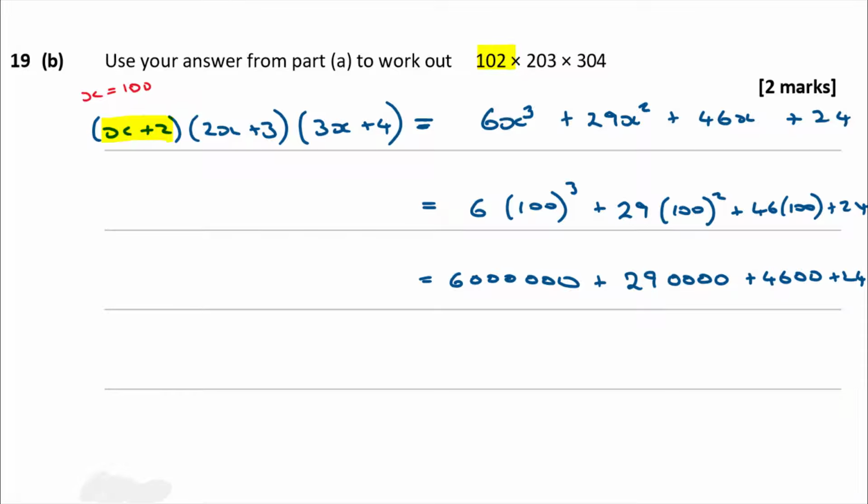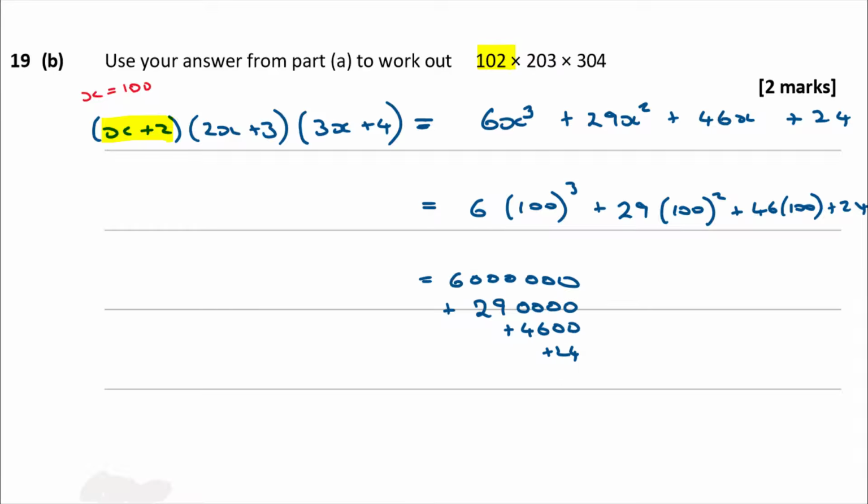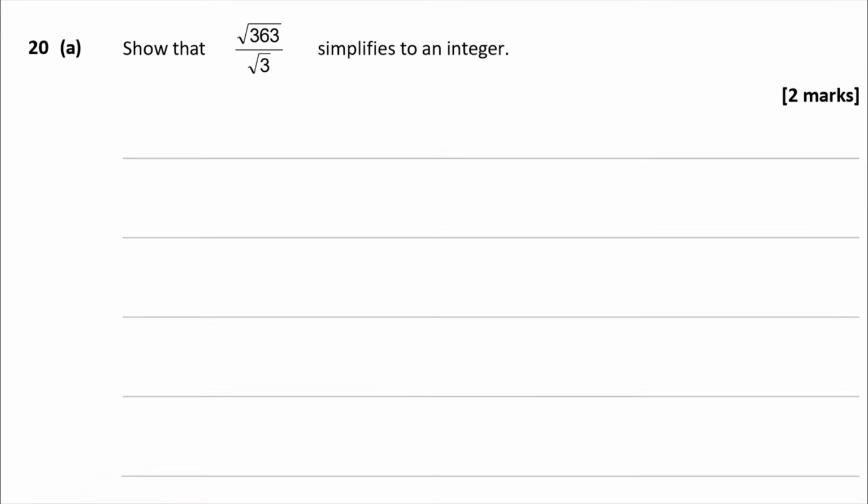Now, luckily, they all add neatly together, don't they? Might have been easier if I could stack them. So rather than write them like this, if I had written them underneath each other, it might have been easy to do this last little bit. Maybe do it like that. So if I add them up like that, I've got the 24 at the end, and then the 46, and then the 29, and then the 6. So it comes to 6,294,624.